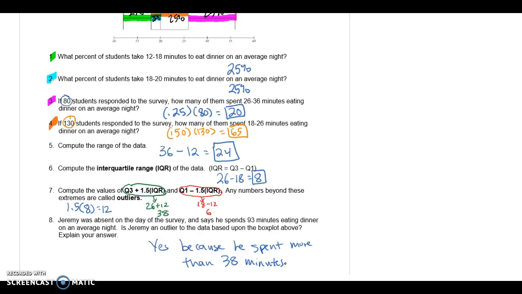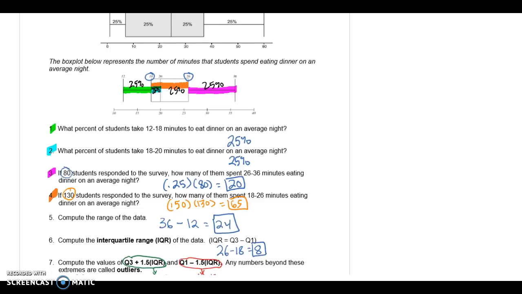So again, on this box plot video, what we took a look at was how do we calculate the 5-number summary? So min, max, median, Q1 and Q3. How do we create the box plot? And then how do we use that box plot to figure out where data falls?